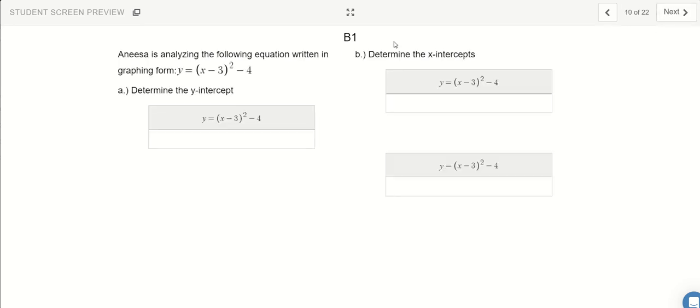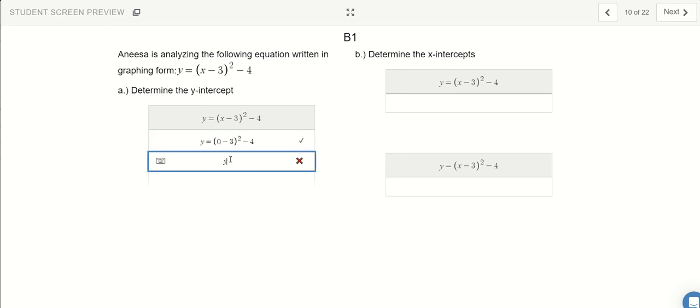So here, let's go ahead and analyze this problem and see what sort of things we can figure out. So to determine the y-intercept, remember that for the y-intercept, x has to be 0. In order to cross the y-axis, its x position has to be in the middle. So I'm going to copy and paste this. And instead of x here, I'm going to replace x with 0.